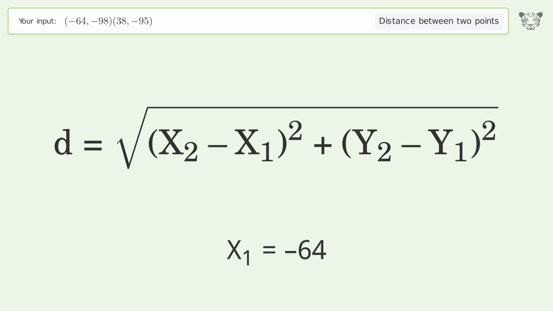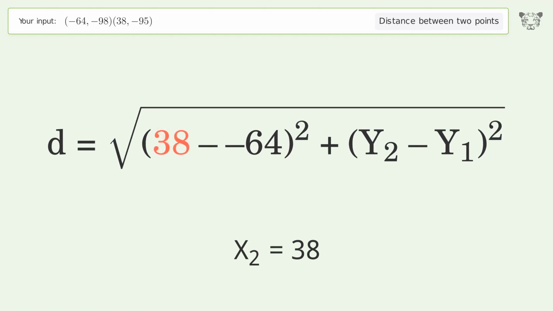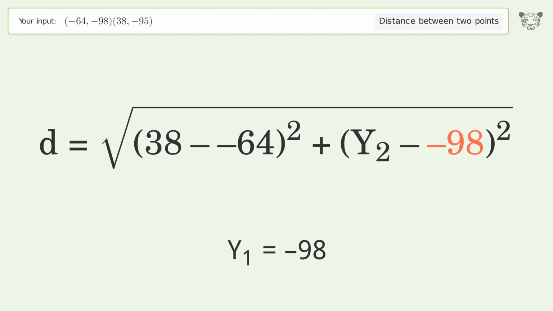x1 equals negative 64. x2 equals 38. y1 equals negative 98. y2 equals negative 95.